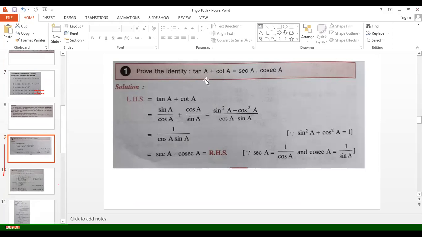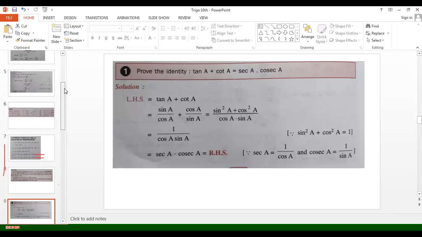We'll have to prove this, and how exactly we can show that the left hand side is equal to the right hand side. All these things we're going to see in this particular chapter. So wait for some time, we will come to this question. But before coming to the questions, we'll have to do some basics.